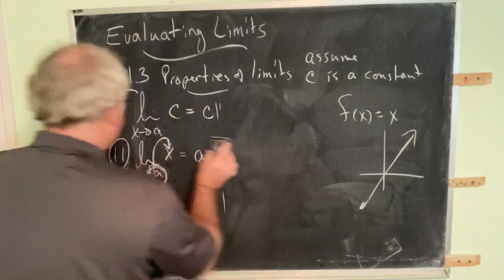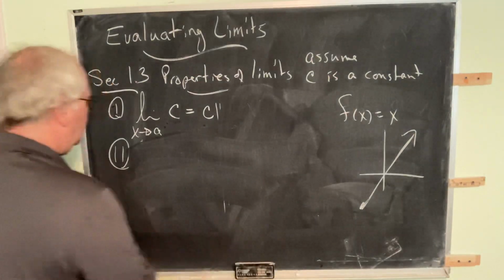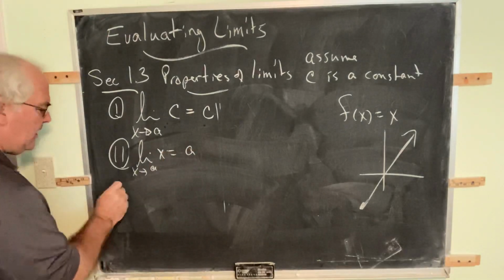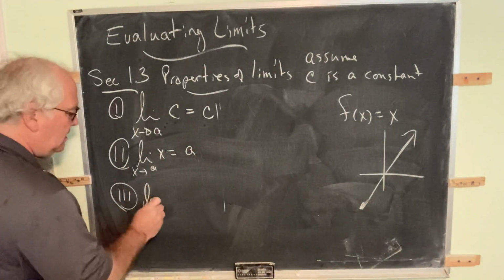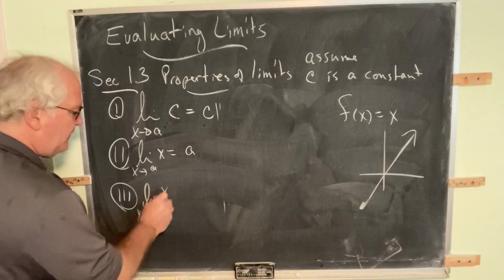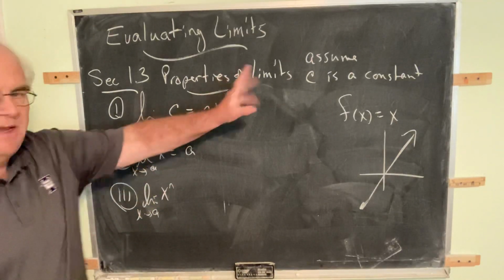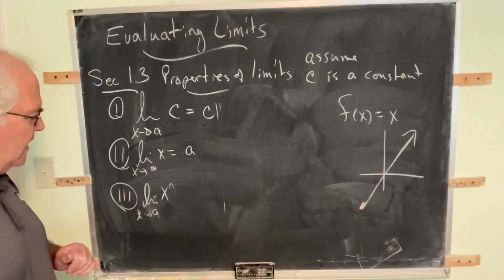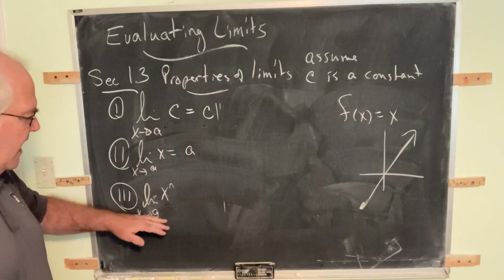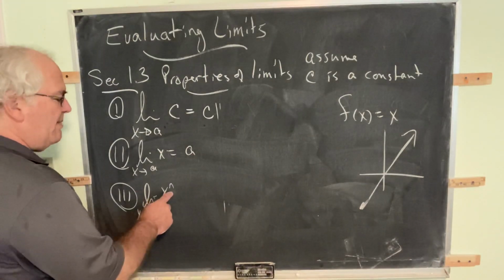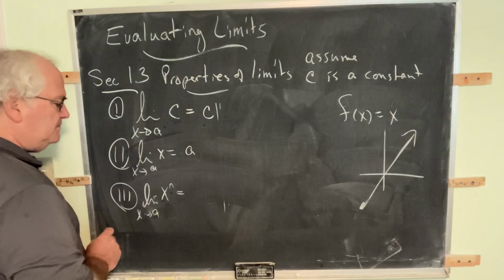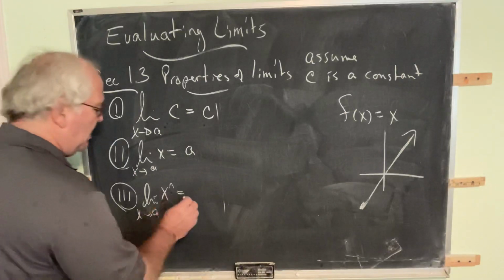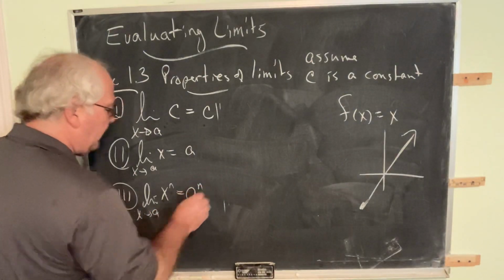So, what's our next little property? This one was the limit as x approaches a of x is a. Third property, limit as x approaches a of x raised to the n. So n is allowed to be any natural number. What if you have x raised to a power? Well, it turns out, and we could go through a proof of this, but we won't, what you need to have is a raised to the n power.